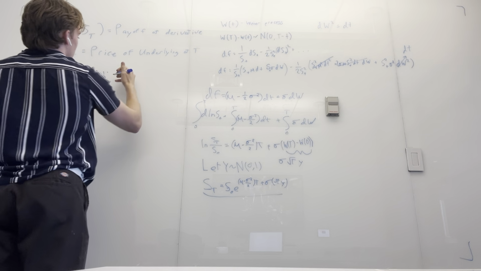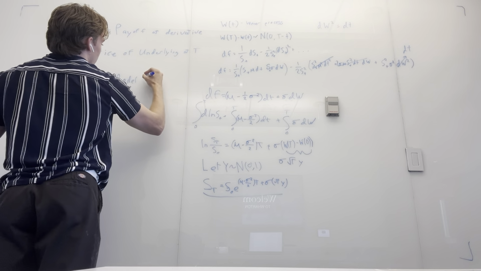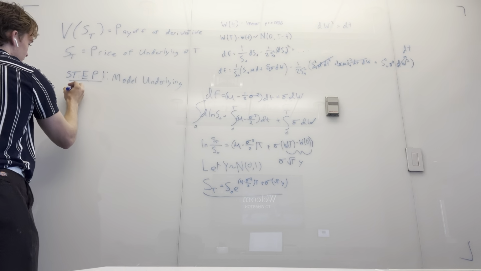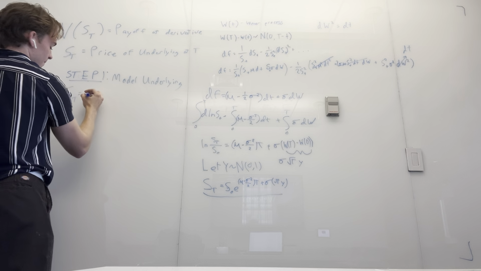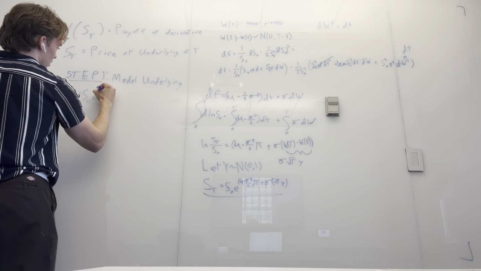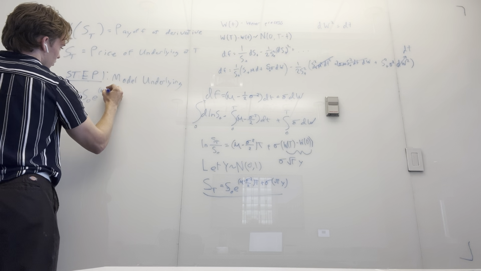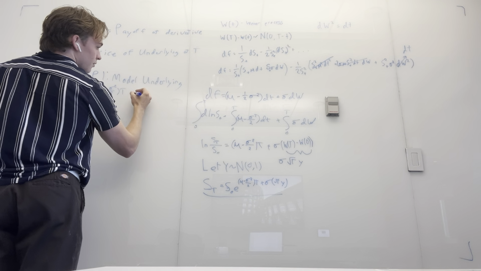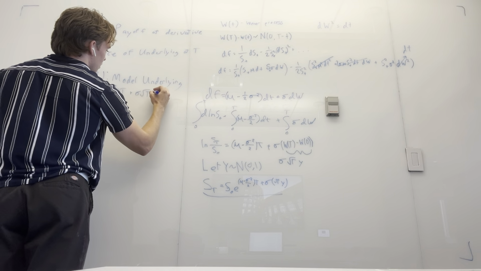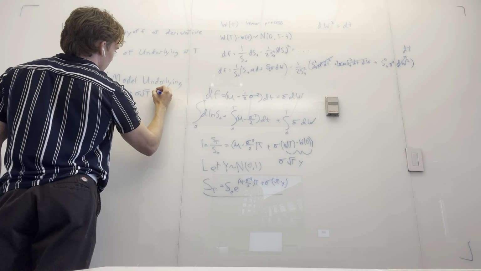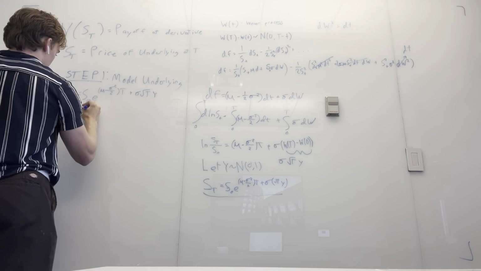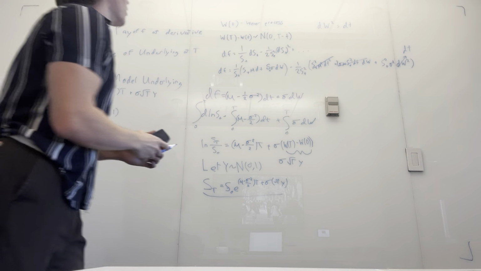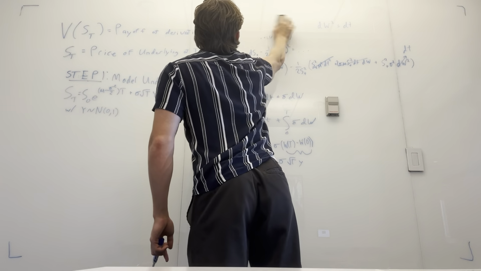So step one was model the underlying, and the result we got out of that was S of t equals S of 0 e to the mu minus sigma squared over 2 times t plus sigma root t y, with y being our standard normal random variable.